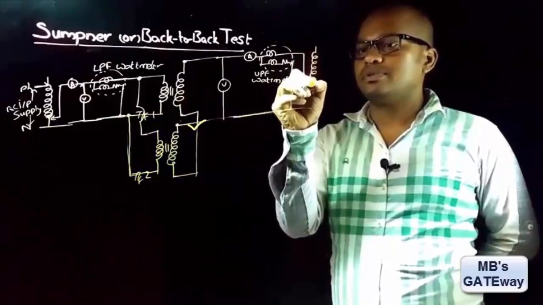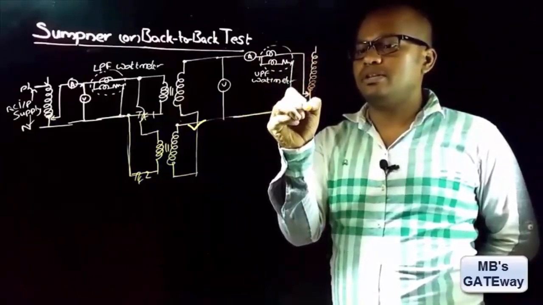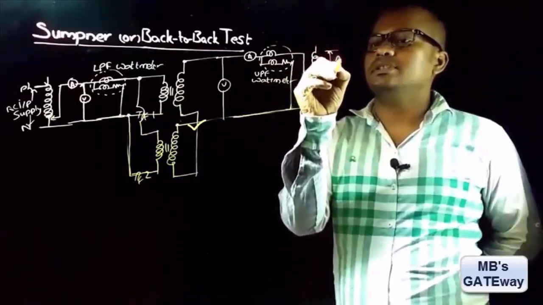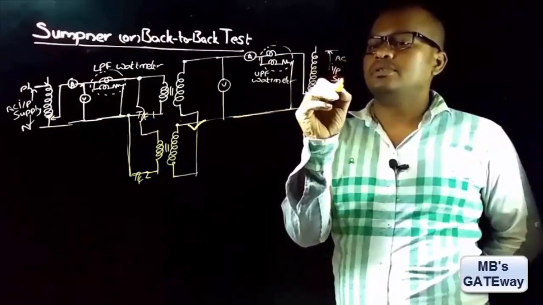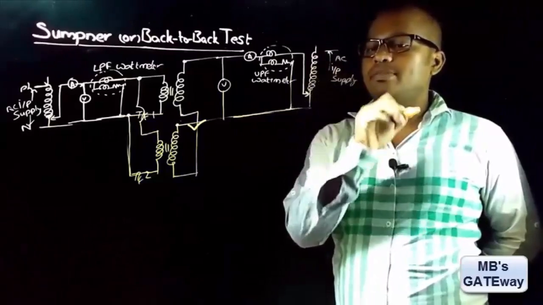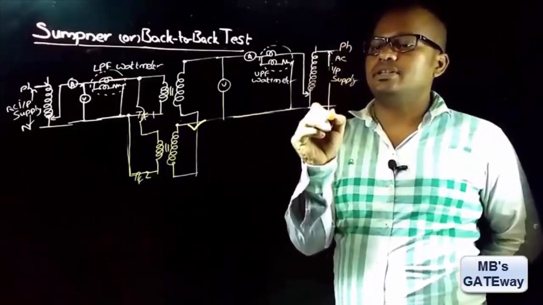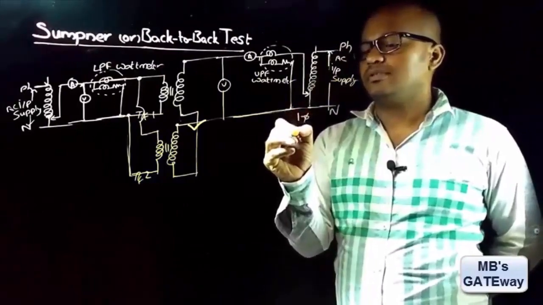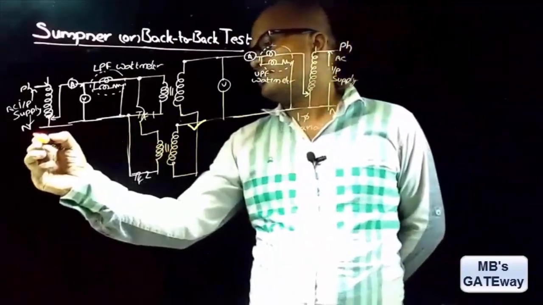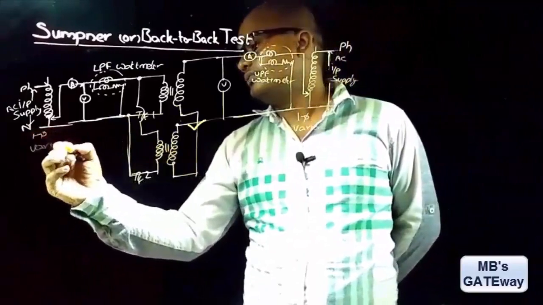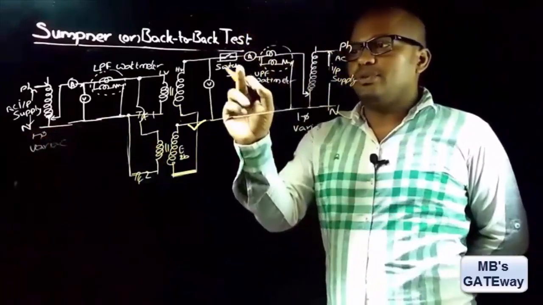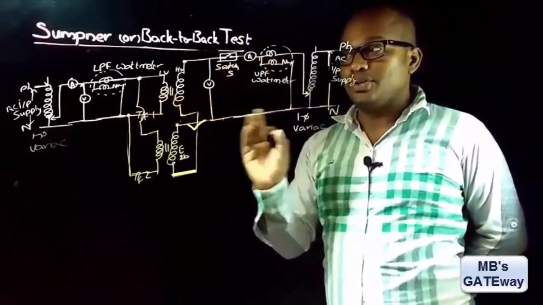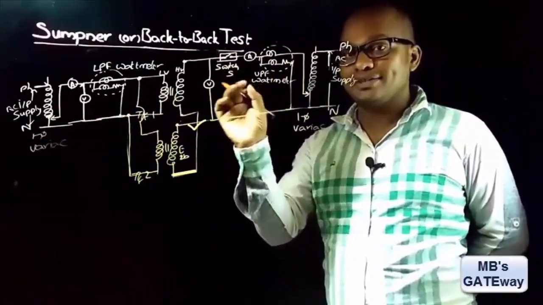So let us suppose it is supplied through a single phase variac. So AC input supply, so phase and neutral. This is a single phase variac and this is also a single phase variac. And if you connect a switch like this, this completes the circuit diagram. Now let's see the procedure to conduct this Sumpner's test.